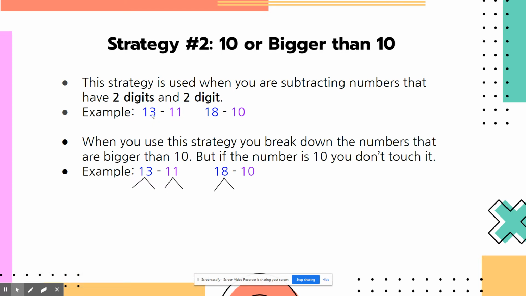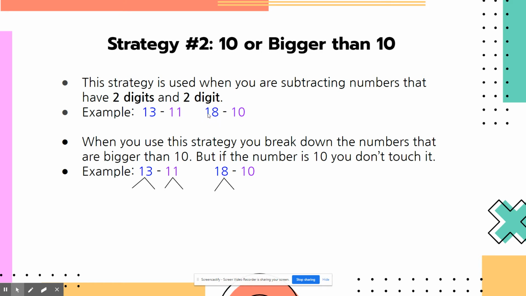For example, here you have 13, and 13 has two digits, digit 1 and digit 3. And then you also have two digits with number 11. In number 11, you have digit 1 and digit 1. And here's another example. You have 18 minus 10. 18 is a number with two digits.